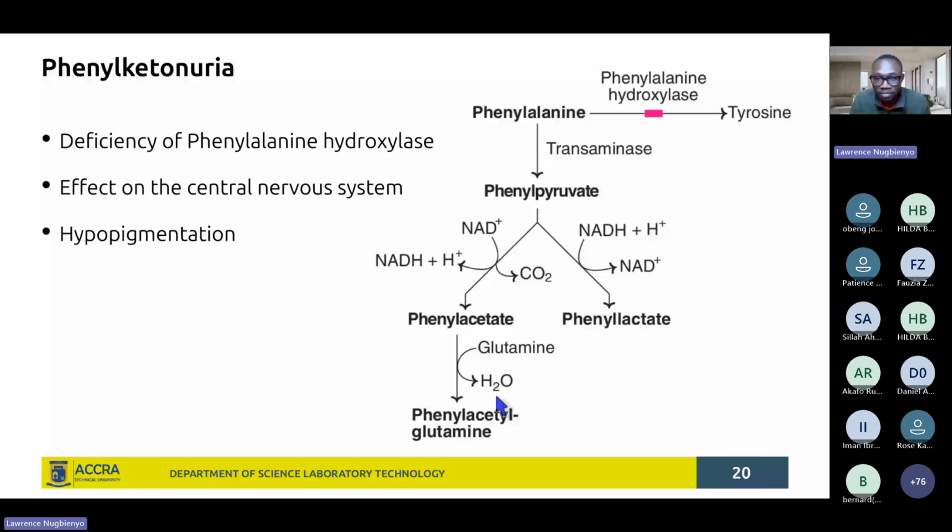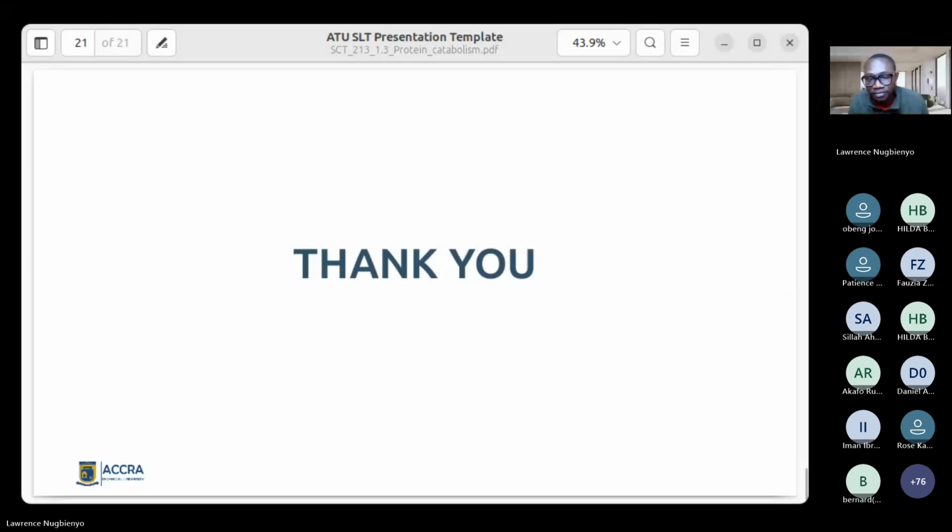All right, so that will bring us to the end of today's catabolism of amino acids. I'm expecting that there will be a lot of questions. There will be a lot of reactions. The floor is open. You can write in the chat. You can raise your hand, and then I will enable your mic, call your name, and then you speak.